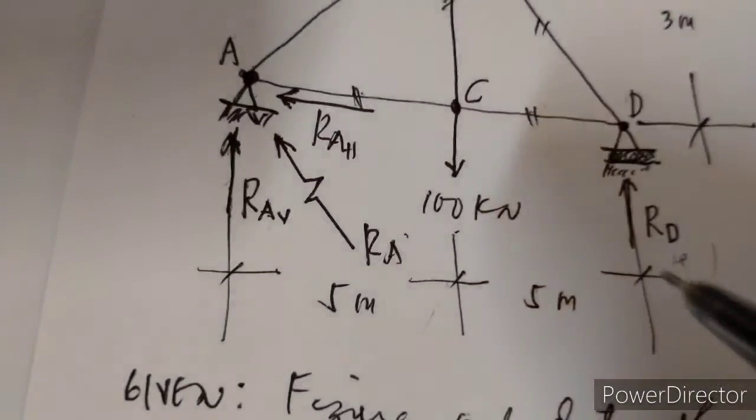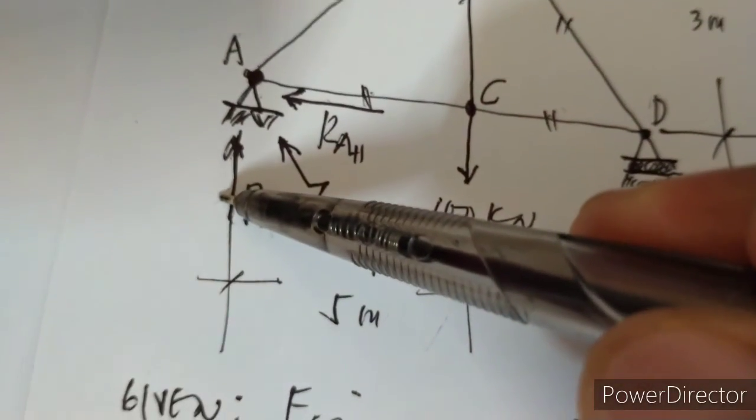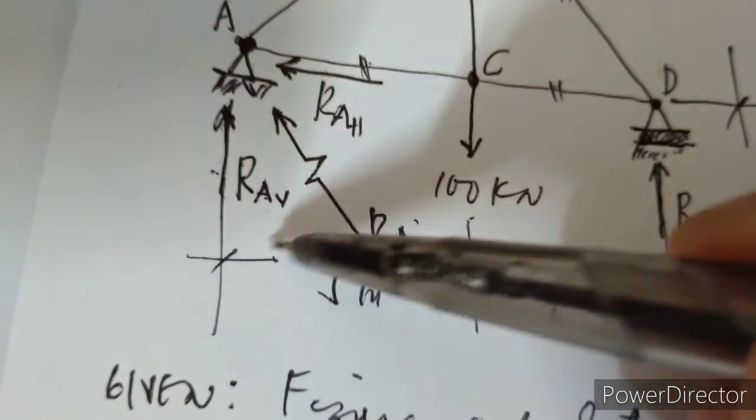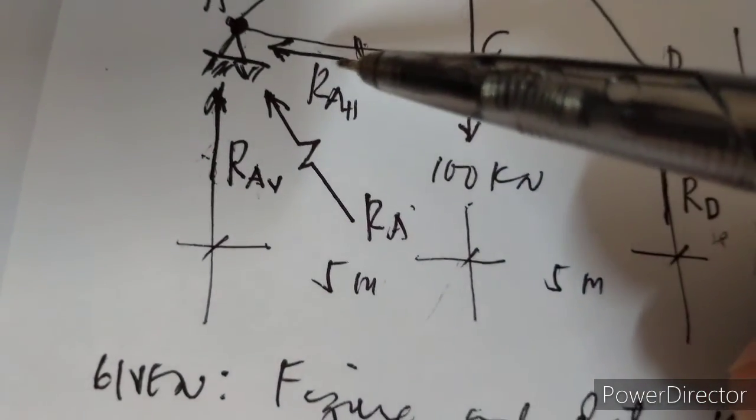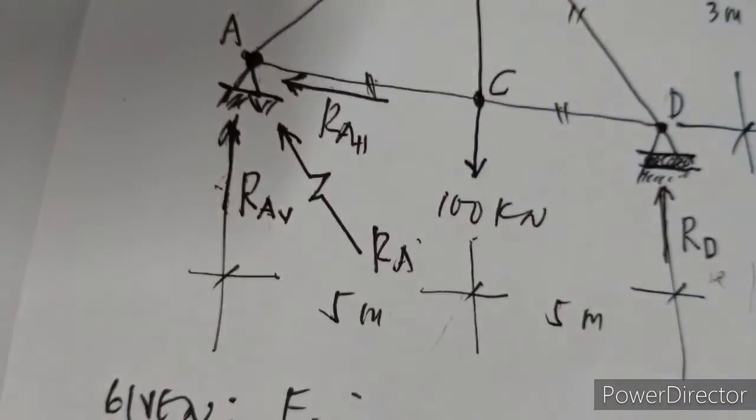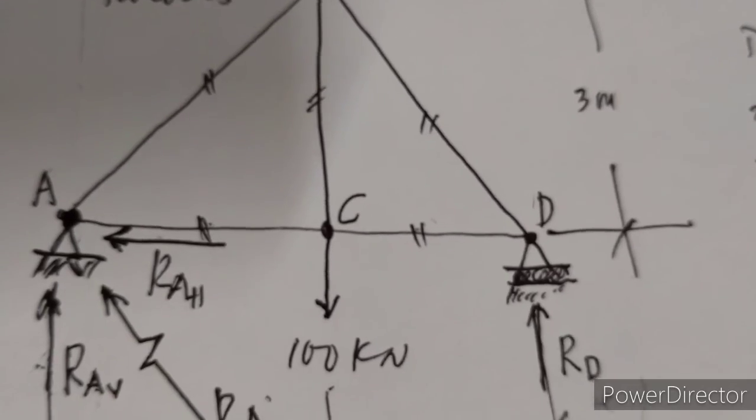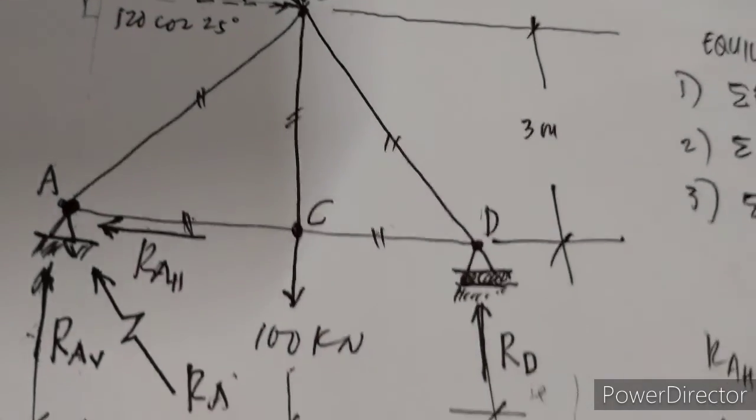No need for you to put RA in the free body diagram, because it is already represented by RAH and RAV. As I've said earlier, we just simply need the vertical and the horizontal components of RA. But before that, we need to complete the free body diagram, and what will be included in it will be this.